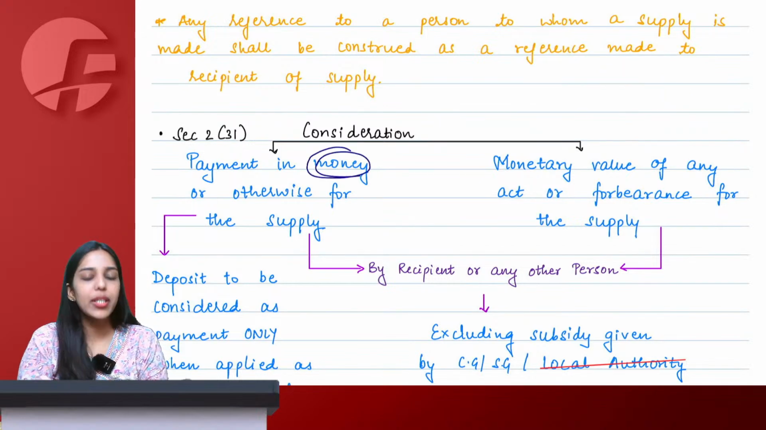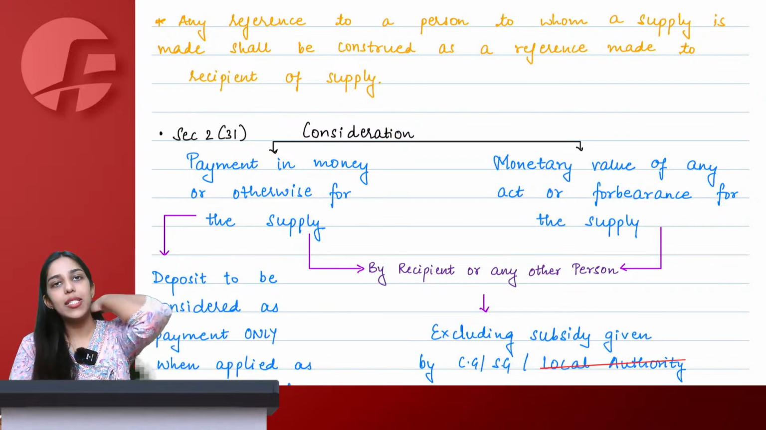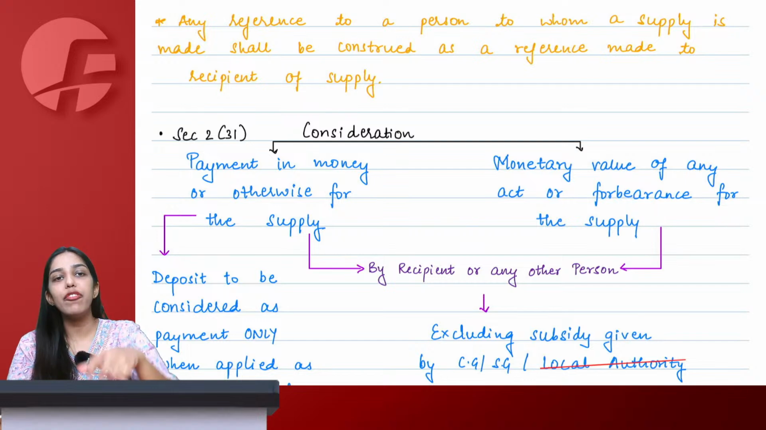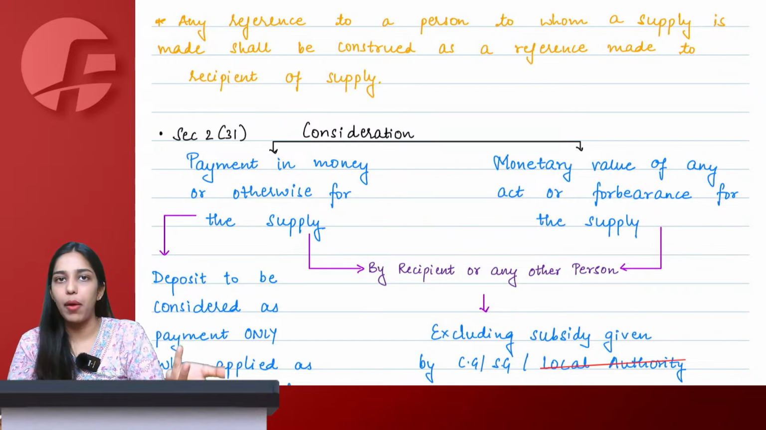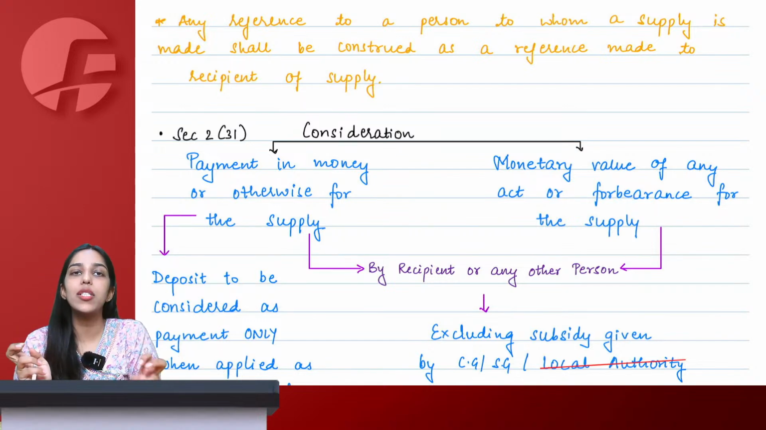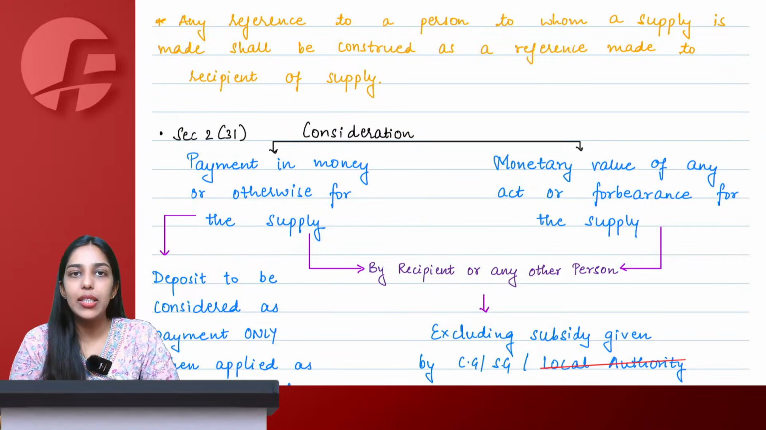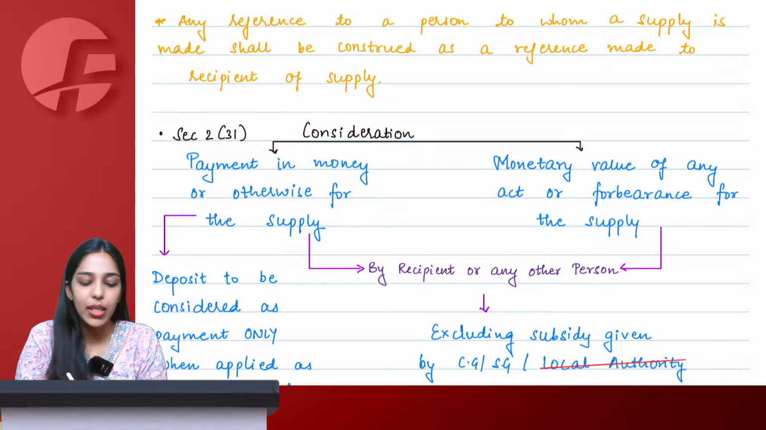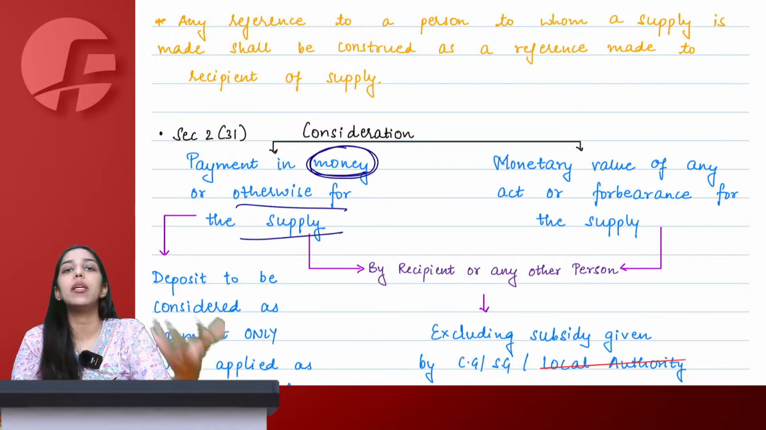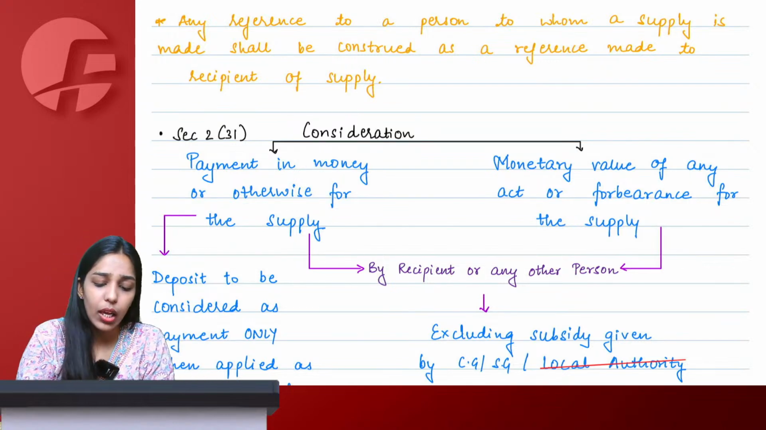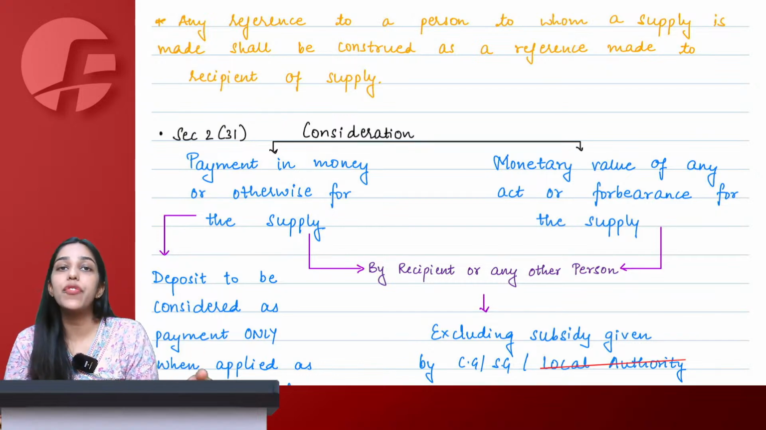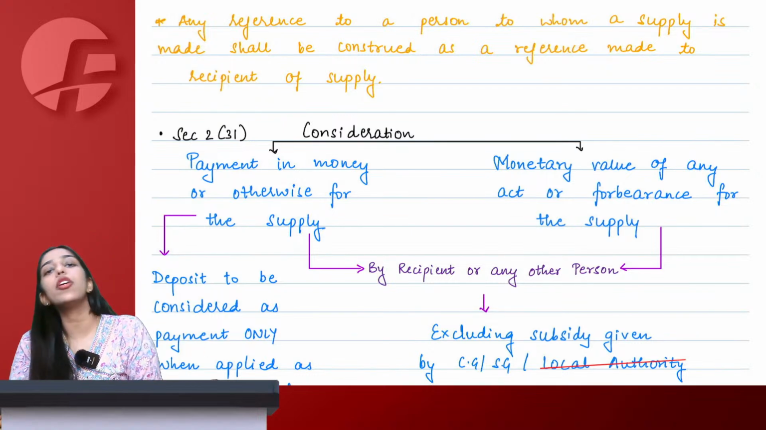Whatever payment you are doing in money terms, and not just money. It can be otherwise also. Let's say in exchange of the laptop, I gave my old mobile phone plus some amount. So that old mobile phone also would be considered as consideration. So it is not always mandatory that the consideration has to be in money. It can be in otherwise terms also. It can also be a monetary value of something for doing or not doing something.